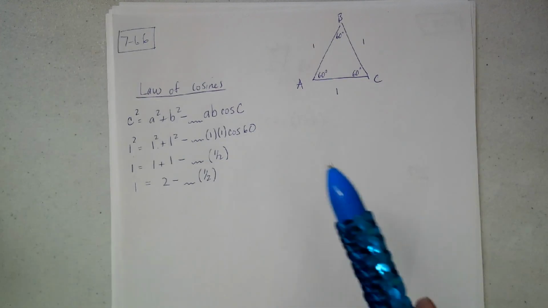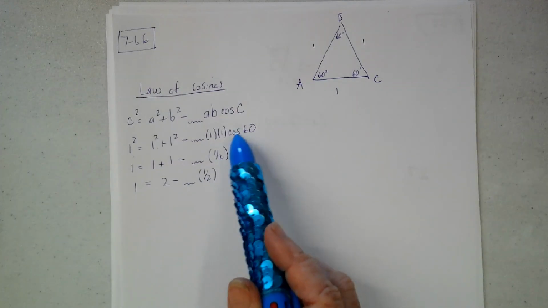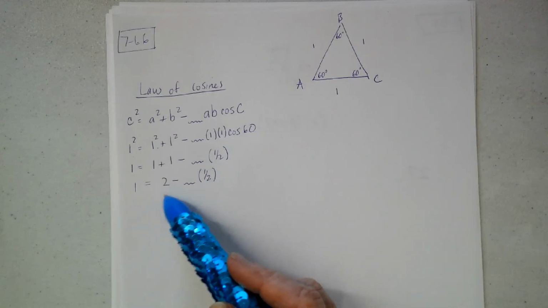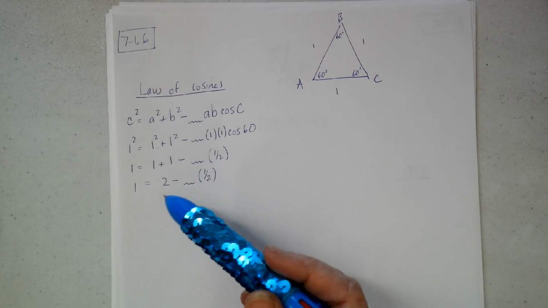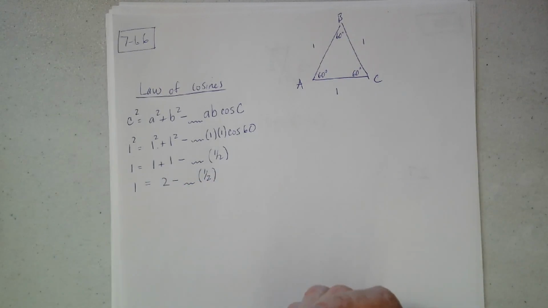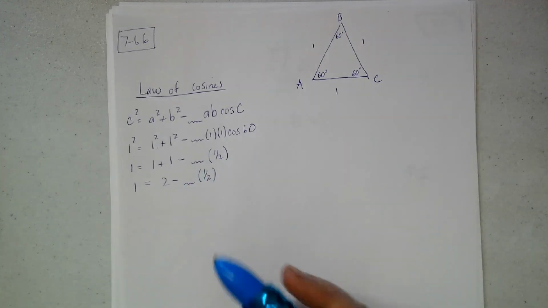Cosine of 60 is a half, so that's where that half came from. It's 1 times cosine 60, which is just a half. And then you can kind of look at it and go, well, what makes this true? I'd have to go 2 minus 1 for it to equal 1 over there. So this number has to be 2.